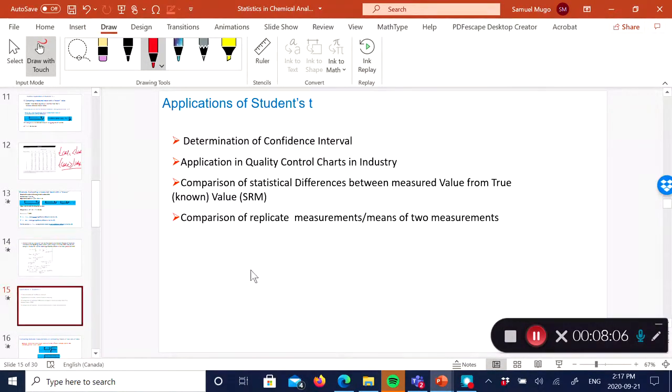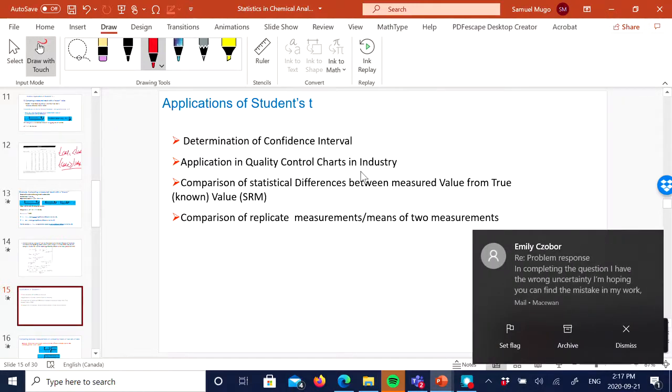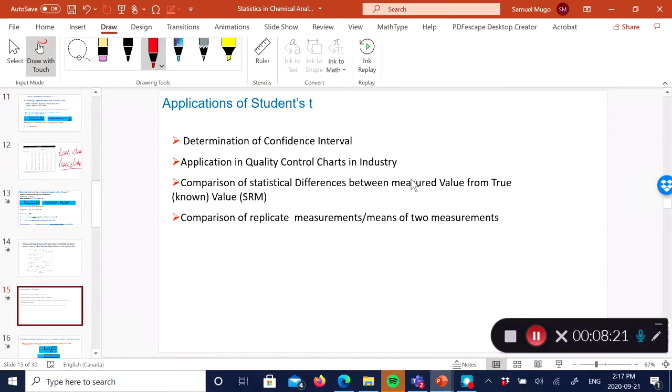So other than determination of the confidence interval, we've already said you can use the student's t as an application in quality control charts. I've also explained that you can use it to determine if the measured value is different from the true value of a reference standard. Now, another application is where you use the student's t to compare replicate measurements of two different methods. So you've got two methods and you want to compare them to see if they give the same results statistically. And that way you can choose any method.